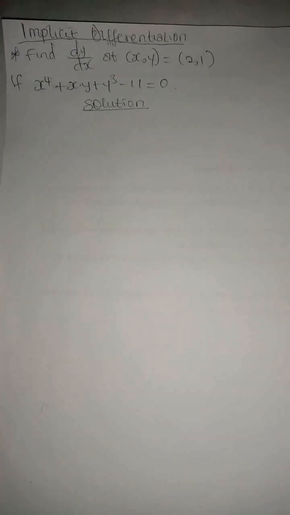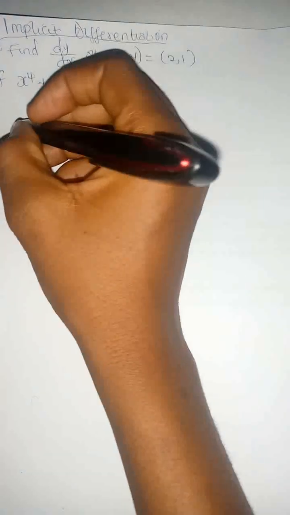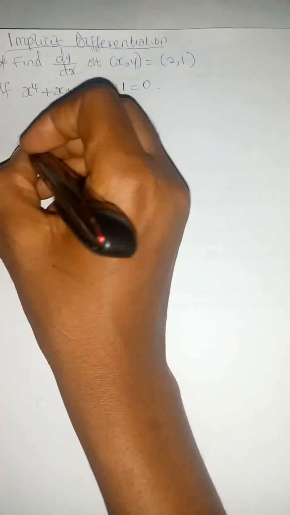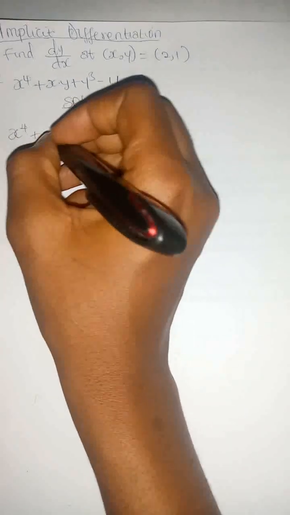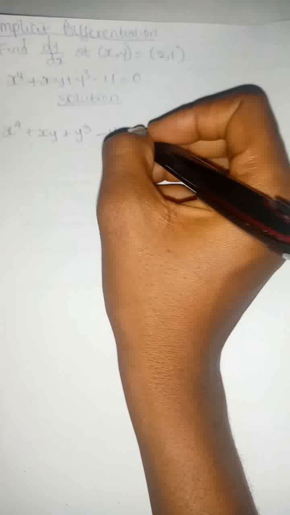We want to find the derivative at x comma y equal to 2 comma 1 if x raised to the power of 4 plus xy plus y raised to the power of 3 minus 11 equals 0. First thing to do is to write down our x raised to the power of 4 plus xy plus y raised to the power of 3 minus 11 equals 0.